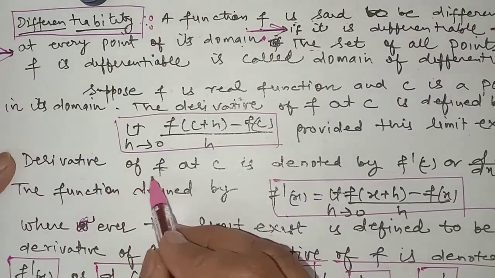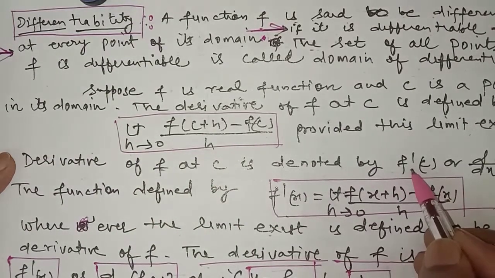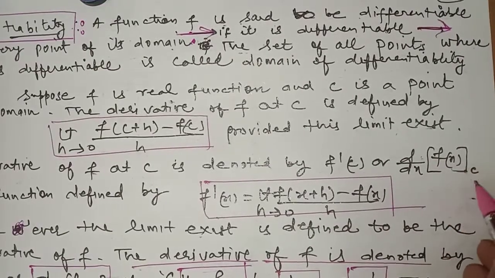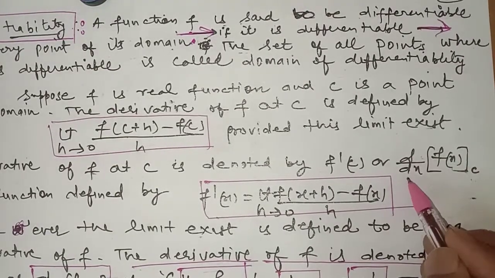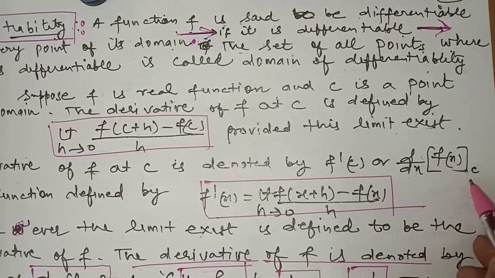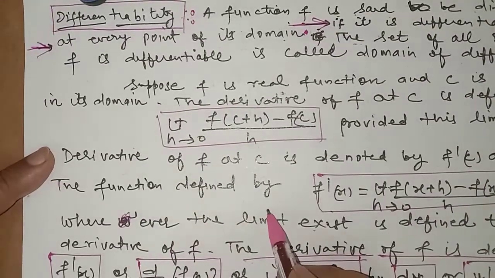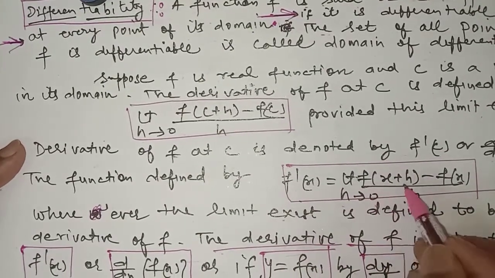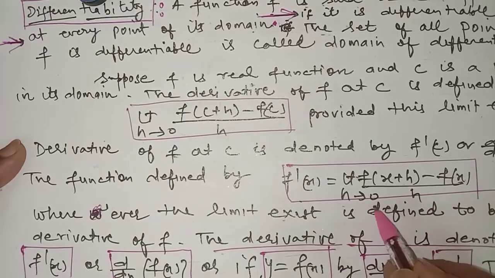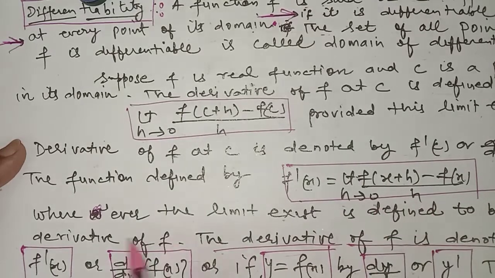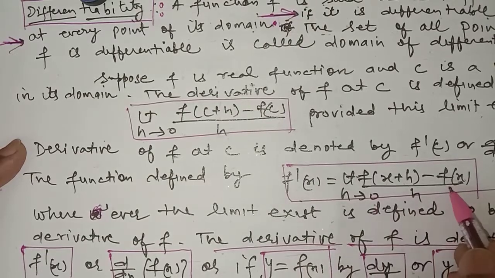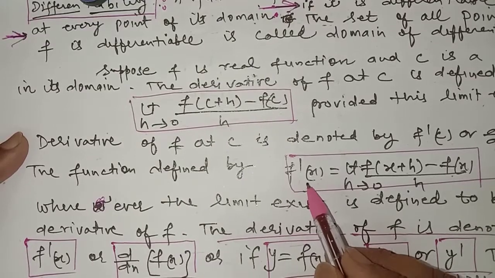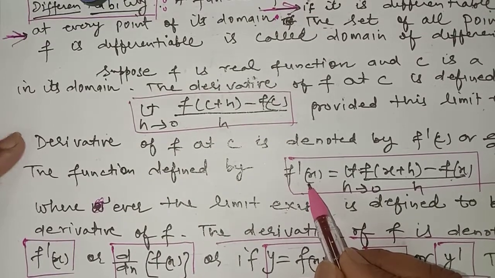The derivative of f at c is denoted by f dash c, or d upon dx of f(x) at c. What is the meaning of this? d upon dx means derivative of f(x) at point c. The function defined by f dash x is equal to the limit as h goes to 0 of f(x plus h) minus f(x) upon h, whenever this limit exists. If this limit exists at x, then we say that the function is differentiable at x.